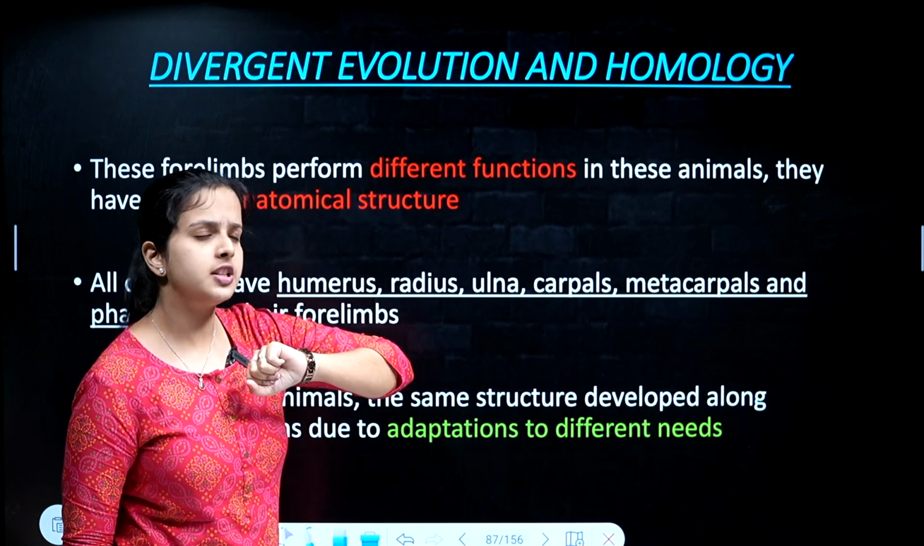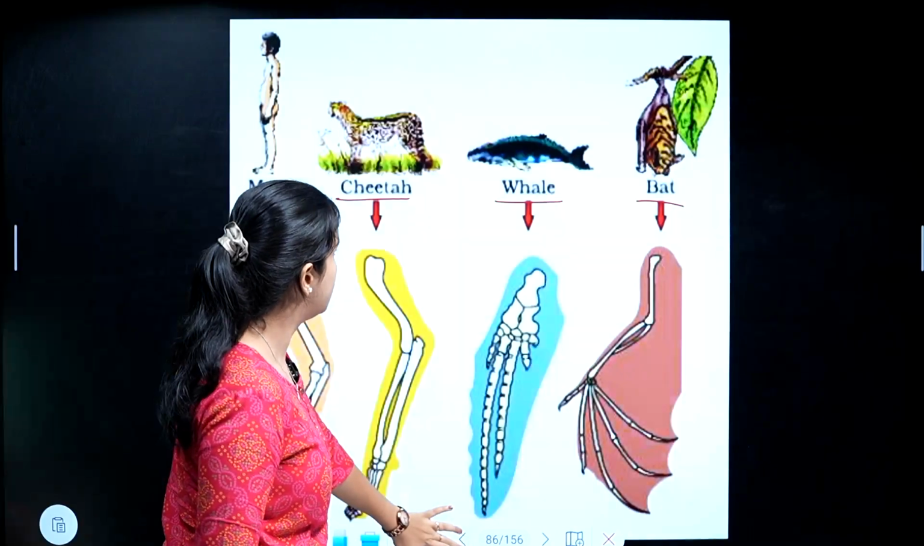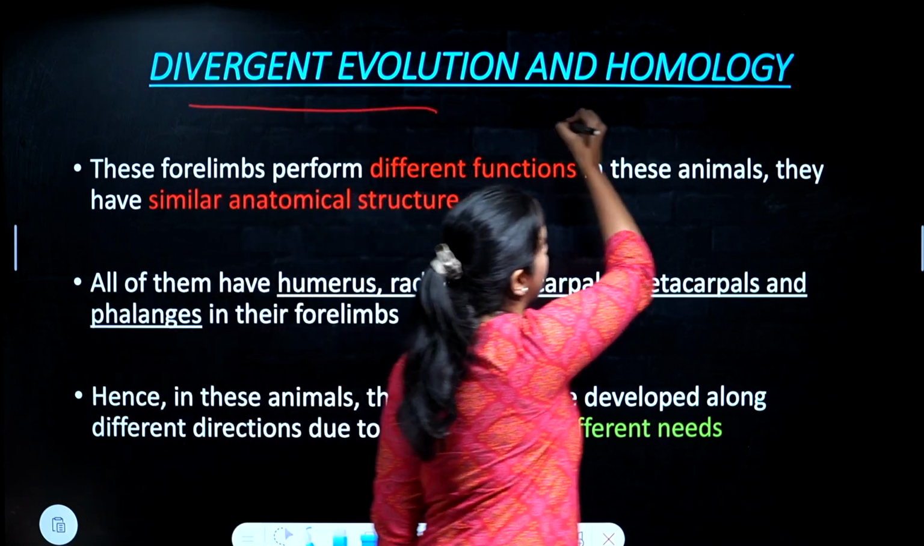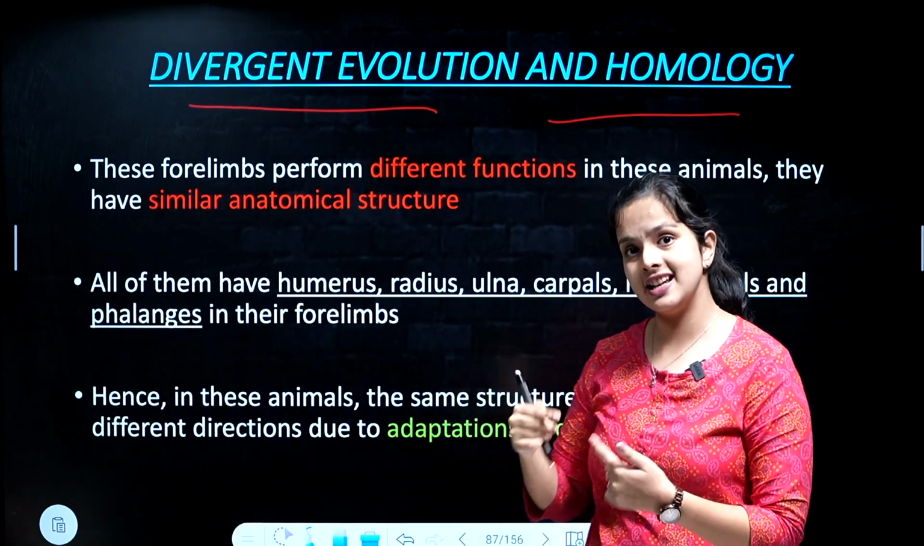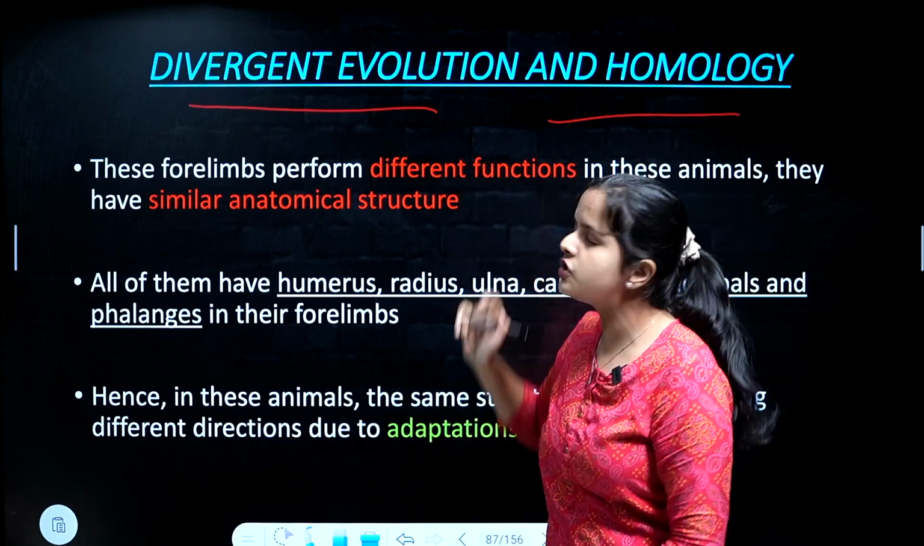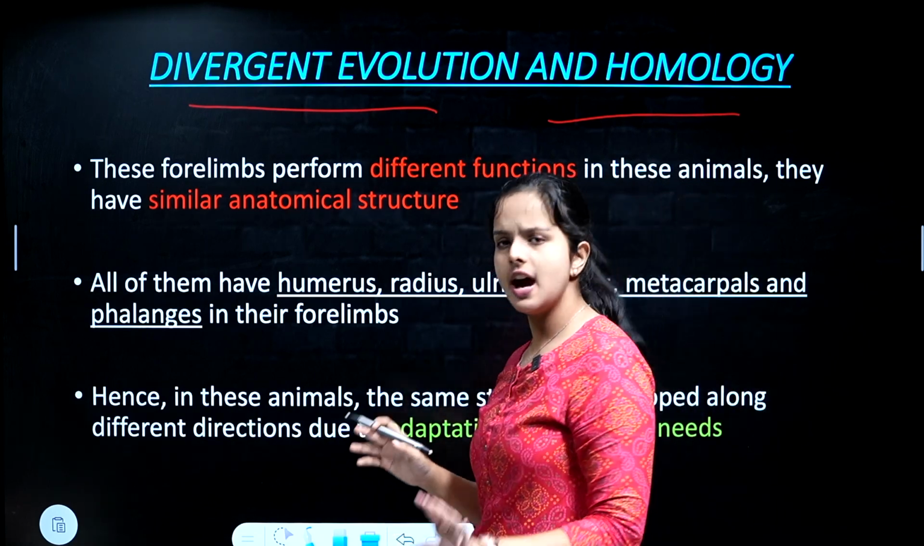What is divergent evolution? It's a very important term that you have to study. It's a very important concept: divergent evolution and homology. Then the next topic will be convergent evolution. So this is the first topic, divergent evolution. What is divergent evolution? I'll make it clear for you.